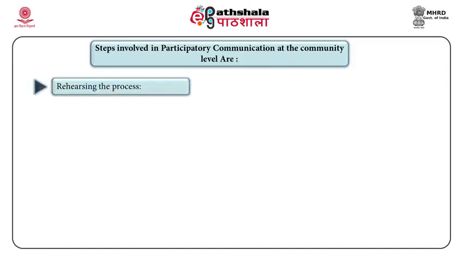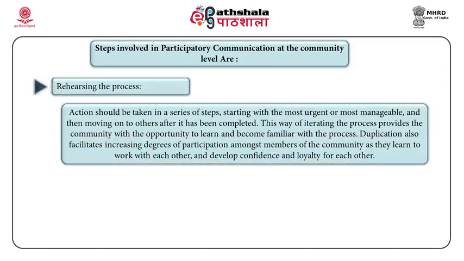The next step is rehearsing the process. Action should be taken in a series of steps, starting with the most urgent or most manageable and then moving on to others after it has been completed. This way of iterating the process provides the community with the opportunity to learn and become familiar with the process. Duplication also facilitates increasing degrees of participation amongst members of the community as they learn to work with each other and develop confidence and loyalty for each other. The more they work with each other, the better the rapport they have amongst themselves and better trust and confidence is developed. A good team spirit is developed, cooperation is developed among the team members, and this is how they proceed further.